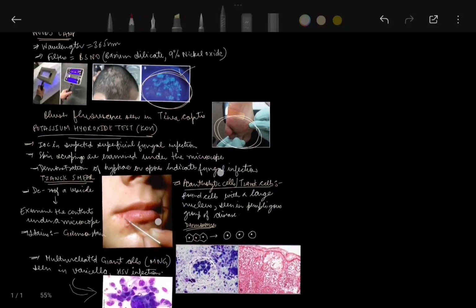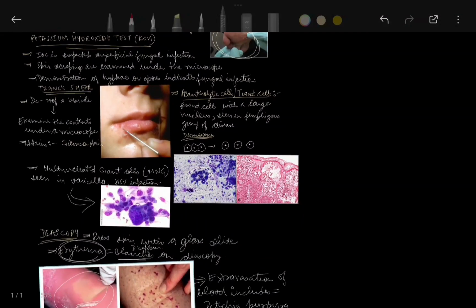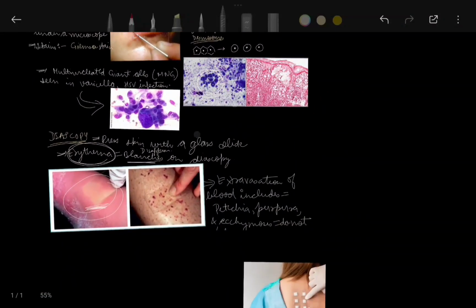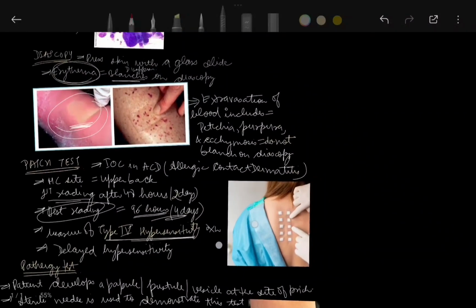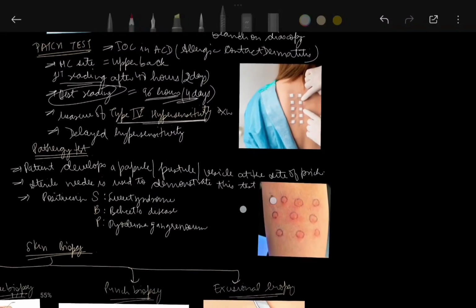Till now, we had covered Wood's lamp. That was easy. The example of Wood's lamp is tinea capitis. Potassium hydroxide test is done in superficial fungal infection. Tzanck smear is done in varicella and HSV infection. Okay, ballooning is seen in HSV and varicella infection, and also Tzanck smear is done in the same. Then diascopy, in petechiae, purpura, ecchymosis or erythema. Patch test is seen in ACD.